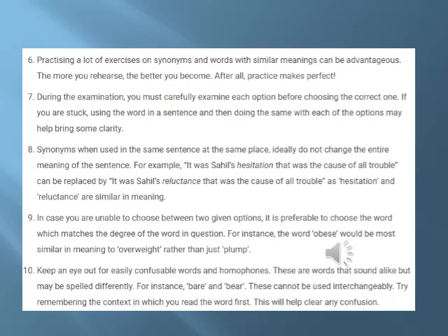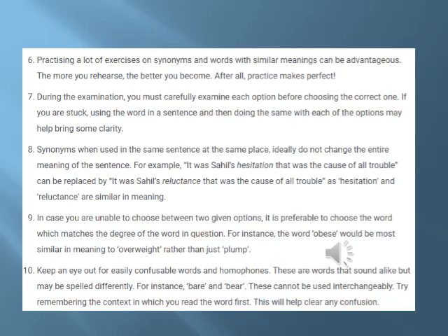In case you are unable to choose between two given options, it is preferable to choose the word which matches the degree of the word in question. For instance, the word obese would be more similar in meaning to overweight rather than just plump. So sometimes they'll give similar words, but you have to find out the most appropriate one, which is the nearest to that particular word.